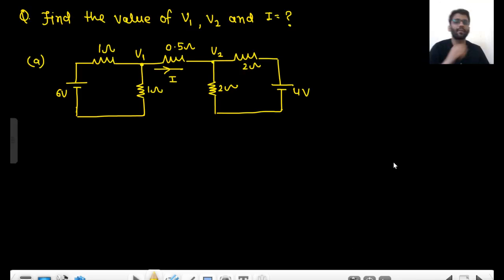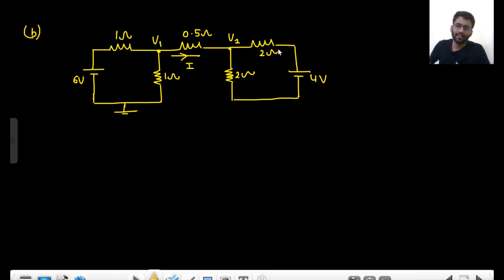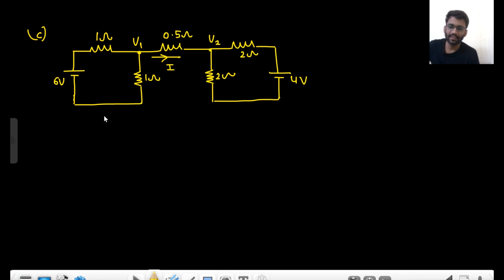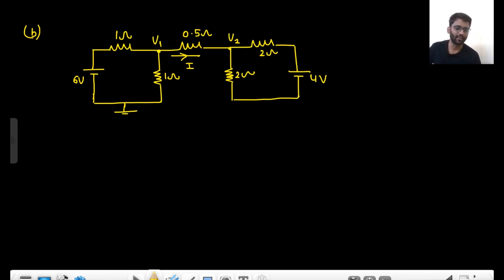Okay, thank you. So let's see this question. That's a very interesting question, and many times students get confused. So I will deal with 3 circuits here. In all the circuits you need to find the value of V1, V2 and I. The first circuit is this. The second circuit is the same, but there is a ground mentioned. The third circuit is the same, but there is a ground mentioned at both of the sides. What changes it will bring, that we will see.